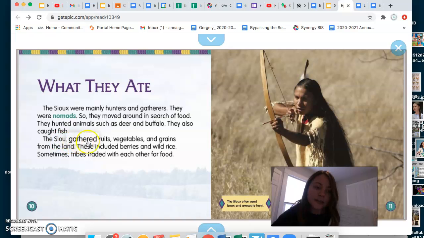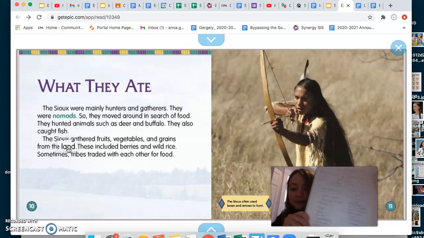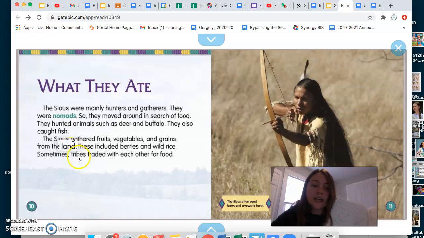The Sioux gathered fruits, vegetables, and grains from the land. So right now I'm going to write down fruits, vegetables, and grains. Hopefully you can see that. These included berries and wild rice. Sometimes tribes traded with each other for food. If you need more time when you're watching the video, just pause me right now and you can write all of these words down.